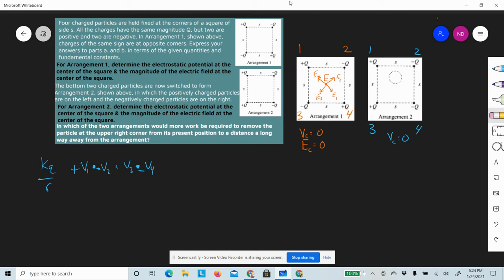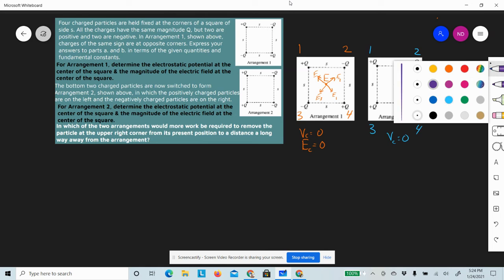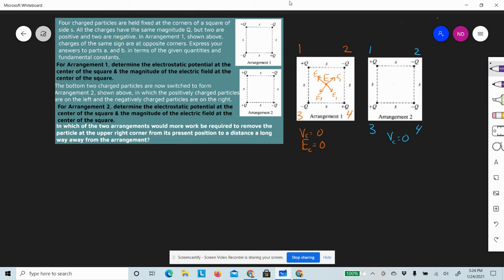All right, that's pretty simple. But what happens with electric fields? Electric fields might be different. Let's check it out. The electric field at the center. The electric field is out from 1.